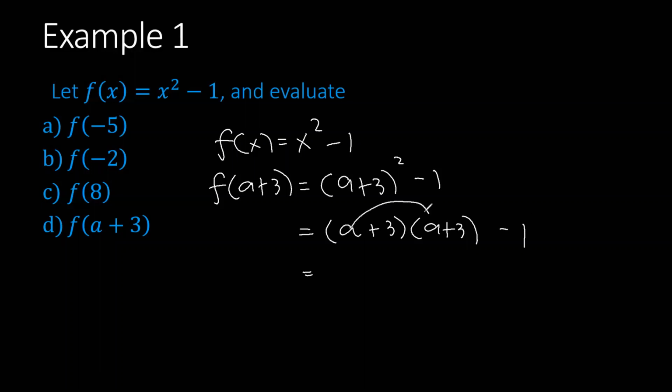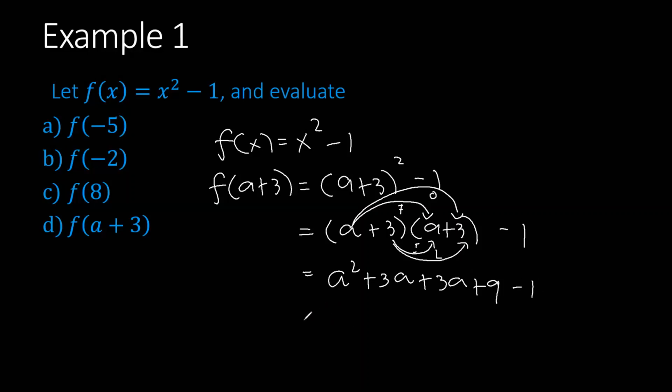The first one, the first a times a is a squared. Okay, the outer a times 3 is 3a. Then this a times 3 is 3a. Then 3 times 3 is 9. So this is the first, outer, inner, last. So the FOIL. Then, do not forget the negative 1.